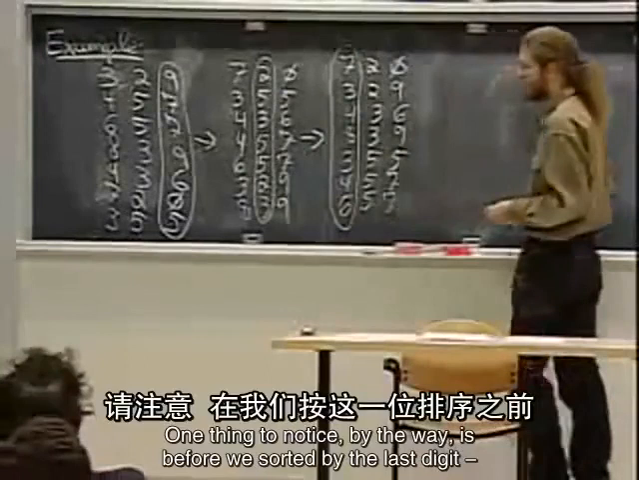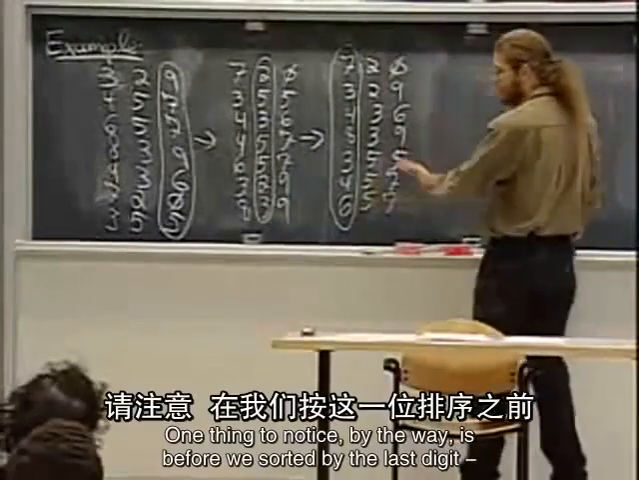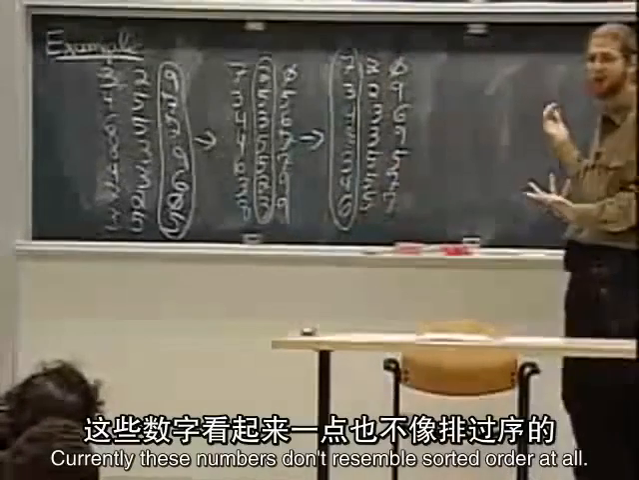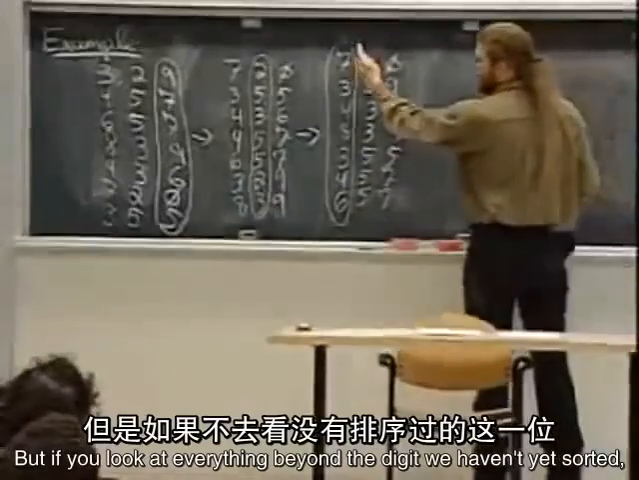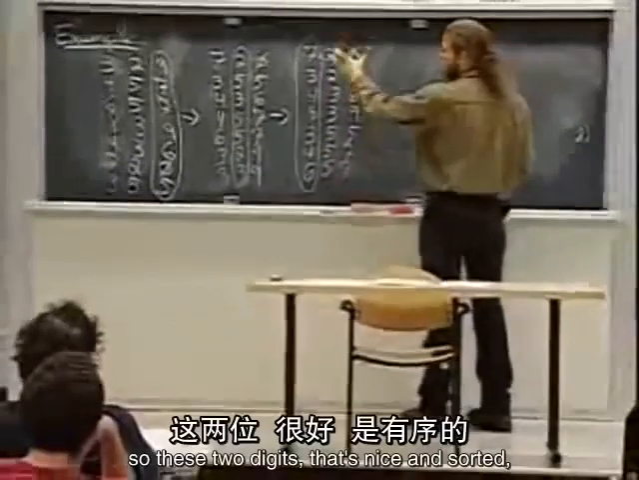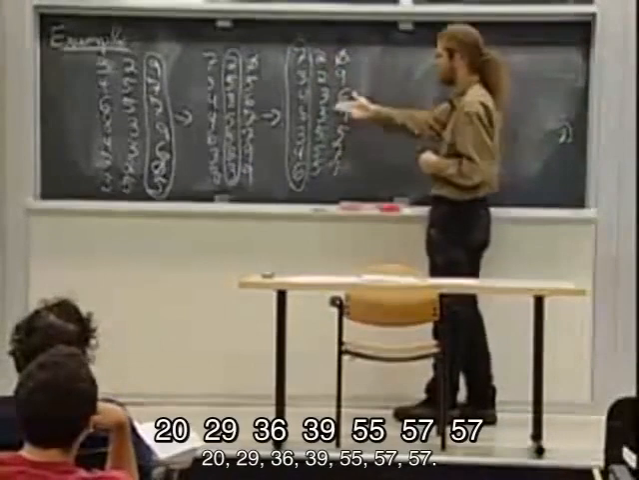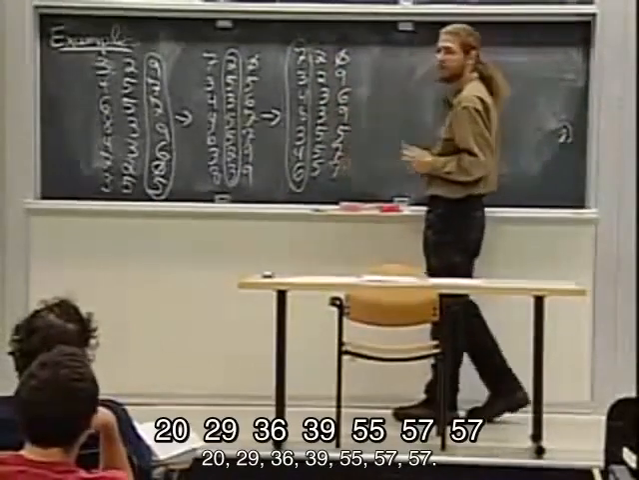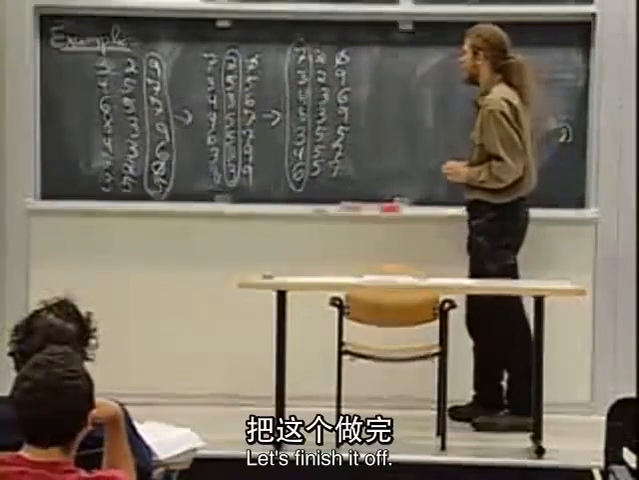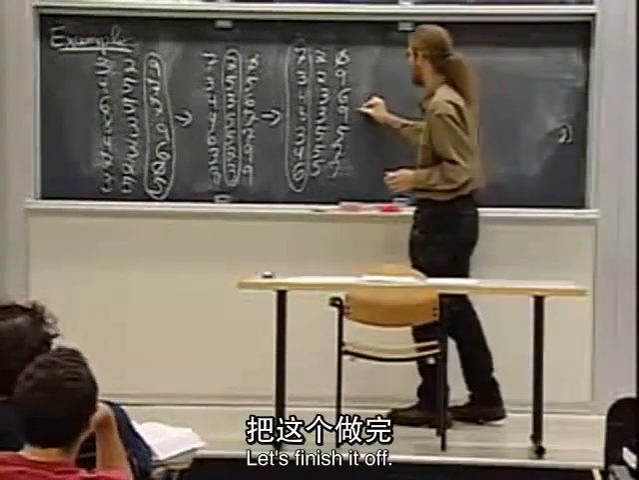One thing to notice, by the way, is before we sorted by the last digit, currently these numbers don't resemble sorted order at all. But if you look at everything beyond the digit we haven't yet sorted, so these 2 digits, that's nice and sorted. 20, 29, 36, 39, 55, 57, 57. Pretty cool. And let's finish it off.